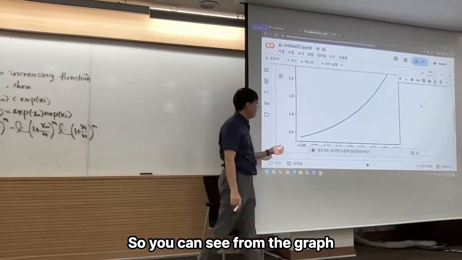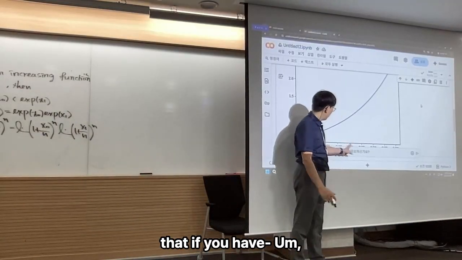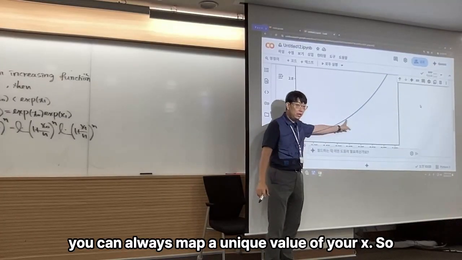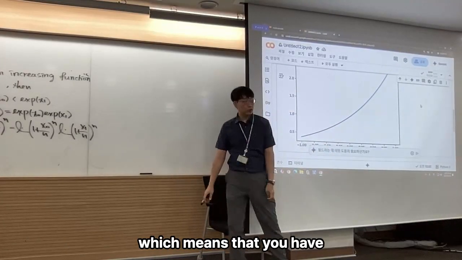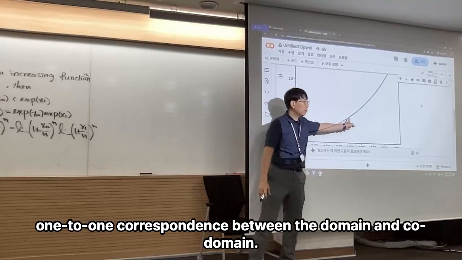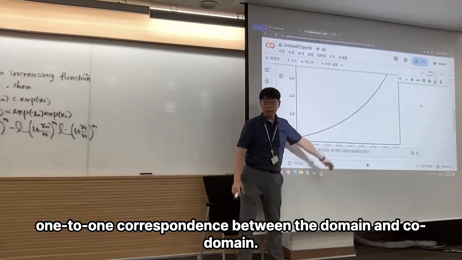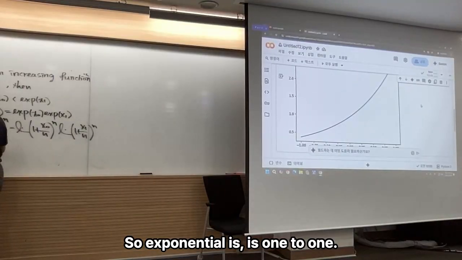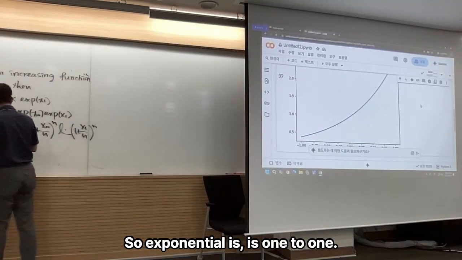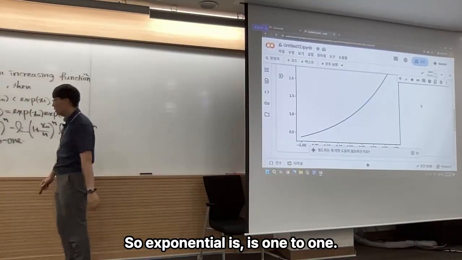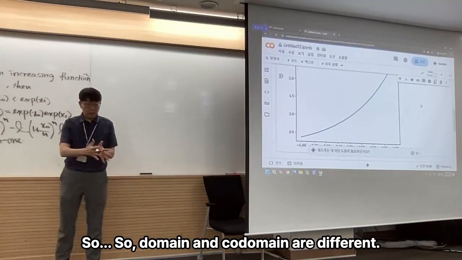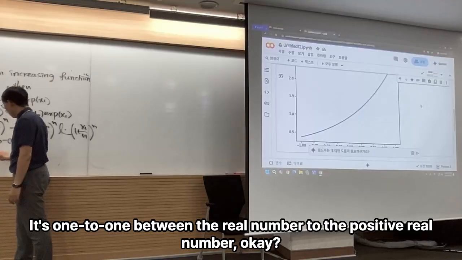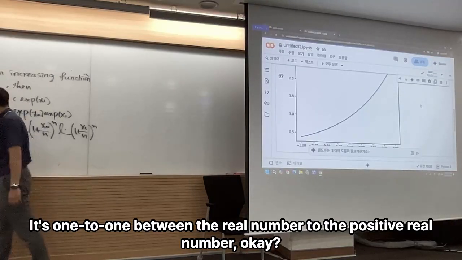So you can see from the graph that if you have one value of the exponential function, you can always map a unique value of your x. Which means that you have one-to-one correspondence between the domain and codomain. So exponential is 1 to 1. So domain and codomain are different. It's one-to-one between the real numbers and the positive real numbers.